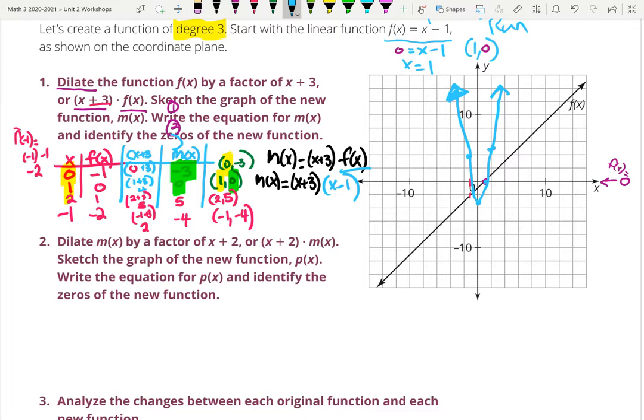Now my graph, the only thing you can know from this is a couple of things. Because it's in factored form, I know that I'm going to have a 0 at (-3, 0) and (1, 0). So when I'm looking at my graph, my sketch could technically be a little bit better.